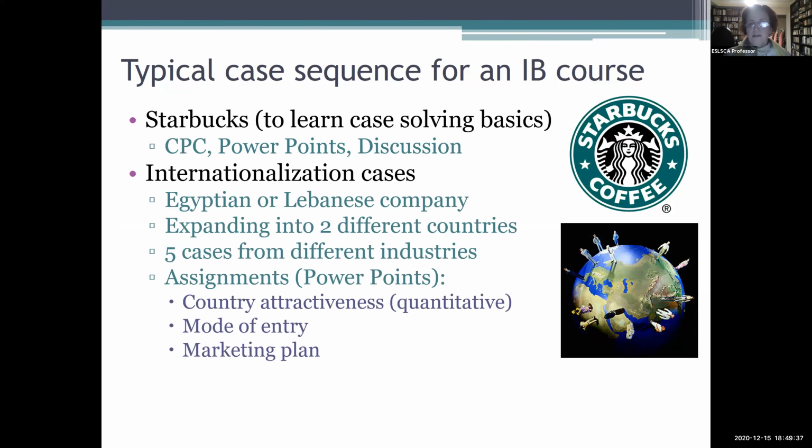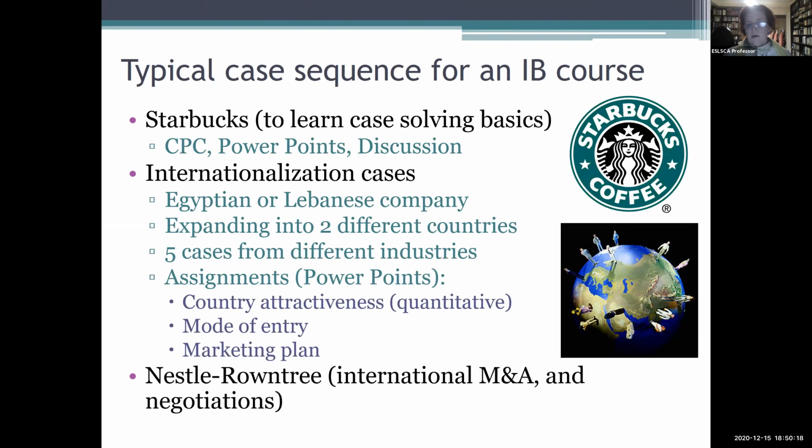Internationalization cases: all of these cases are written by my Egyptian and Lebanese students. They talk about an Egyptian or Lebanese company expanding into 2 different countries. And most of these cases are hypothetical. These companies never plan to expand there, but we wrote the cases about them expanding in order to teach international business. And these are the most popular cases in Ivy because there is a lot of teaching of international business around the world. We offer 5 cases from different industries, and the assignments usually are PowerPoints: country attractiveness, mode of entry, marketing plan, something like this.